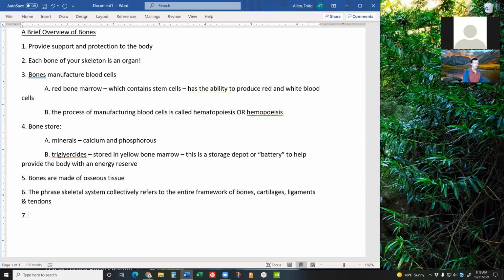Finally, let me mention the term osteology, okay? The term osteology, I want to highlight this here. The term osteology is the study of bone structure and the treatment of bone disorders.